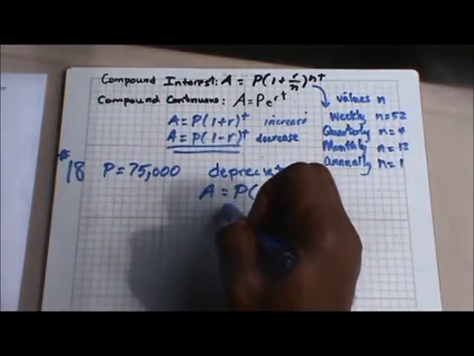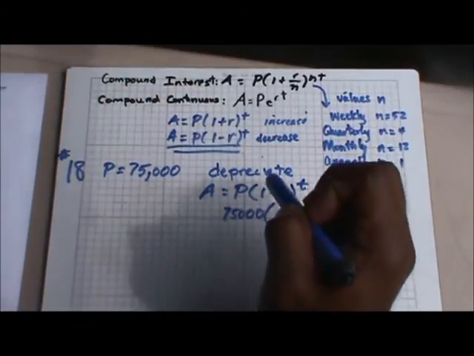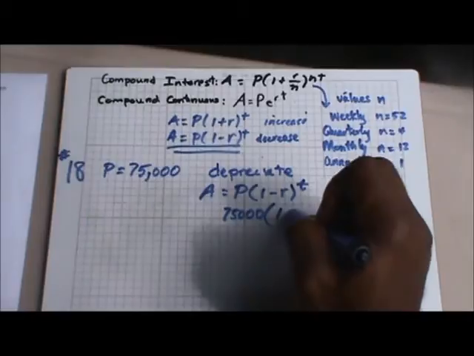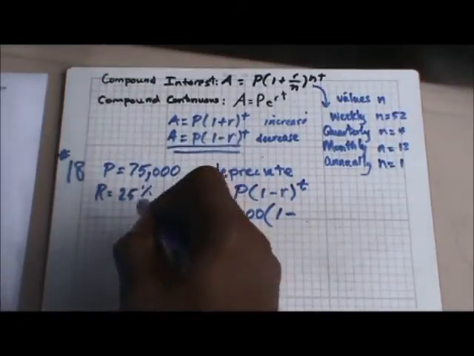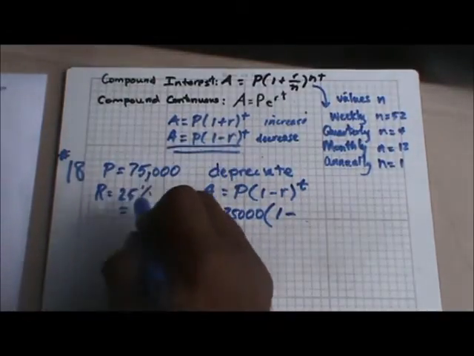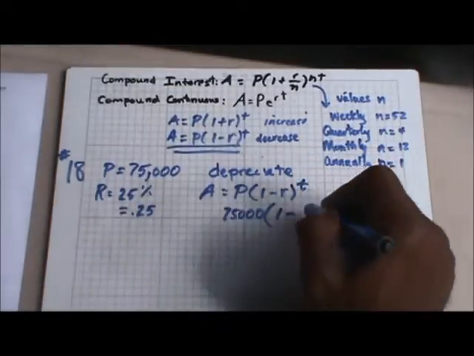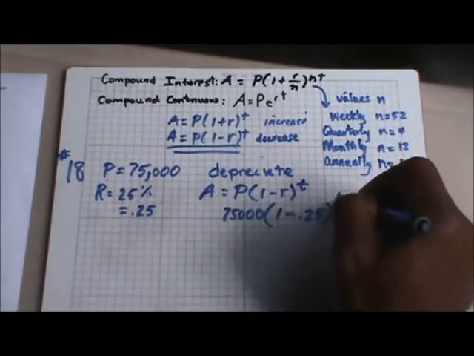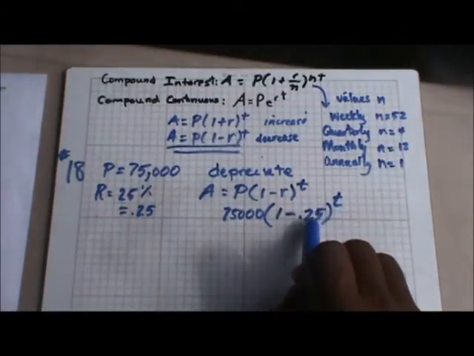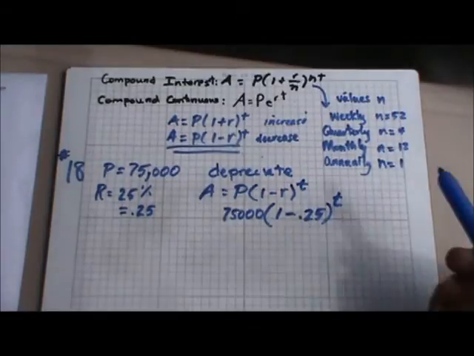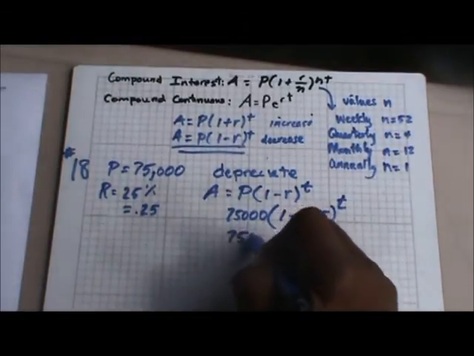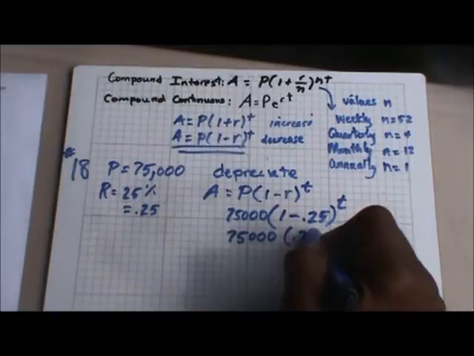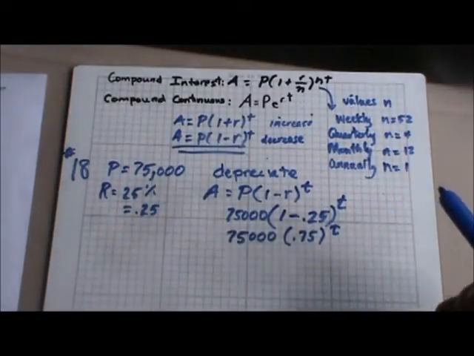So you've got $75,000 times 1 minus r, and the rate is 25%. Remember we have to change this to a decimal, moving our decimal place two times, that's 0.25. Now that means if it decreases by 25%, there's 75% left over. If you do 1 minus a quarter, you get 75,000 times 0.75 to the t. Now that gives us a model.